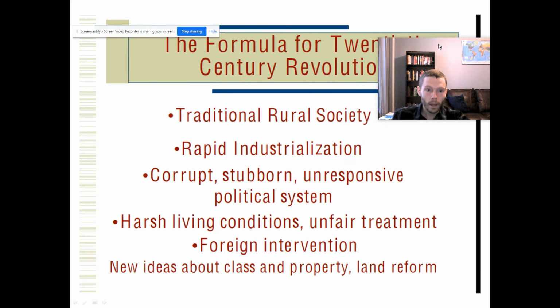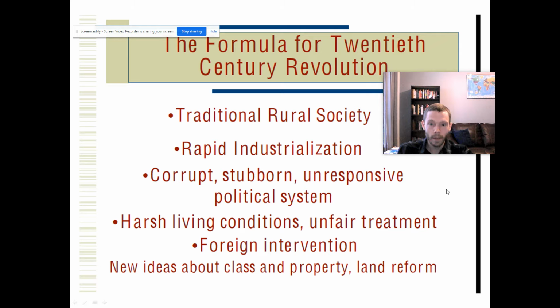Okay. And just some things to keep in mind, and I'm going to end the lecture here. There's a lot more to this PowerPoint, but I want to try to keep it relatively short for the purposes of that DBQ. But just some things to keep in mind. This is a formula for 20th century revolutions. We see the changes of traditional rural societies undergoing rapid industrialization and urbanization, the creation of major city centers.